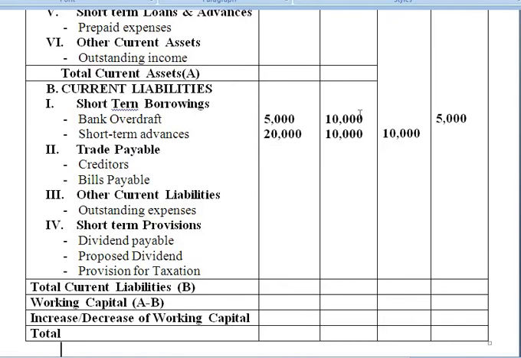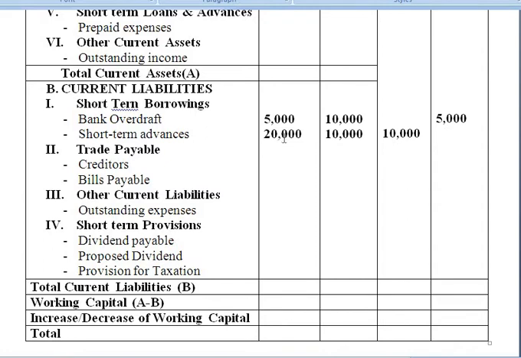Now how we can see this with an example: bank overdraft. The opening balance is 5,000, whereas the closing balance is 10,000. So the amount is increased by 5,000, which means that the payment of liabilities is increased by 5,000, so there will be a decrease in working capital. Understood? Next one is short term advances.